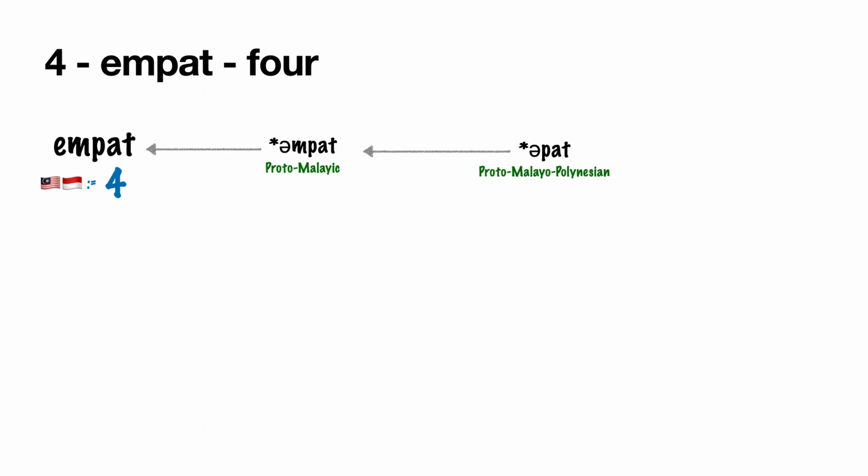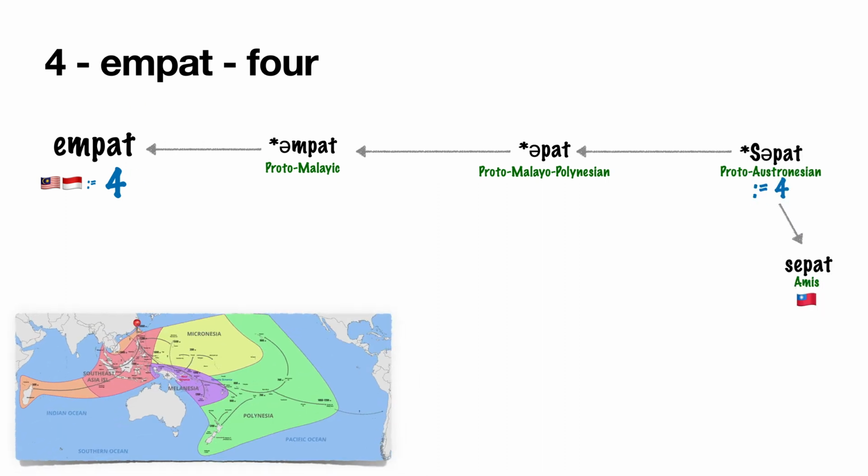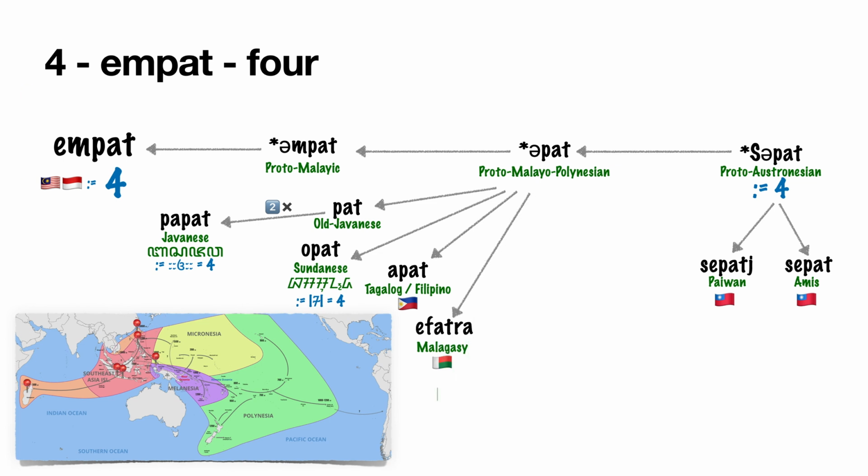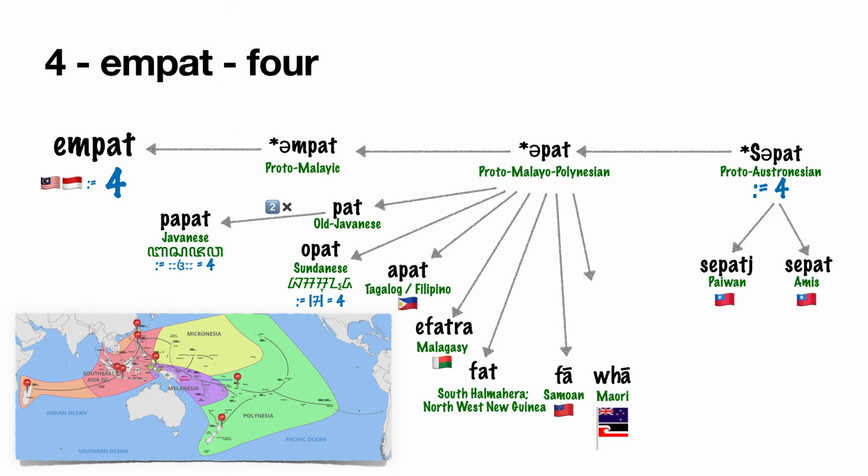4. The Indonesian word empat is very Austronesian. It comes from the Proto-Malayic word empat, from the Proto-Malayo-Polynesian word epat, from the Proto-Austronesian word sepat. It is related to the Amis word sepat, the Paiwan word sepat, the Javanese word papat as the reduplicated form of pat, the Sundanese word opat, the Tagalog Filipino word apat, the Malagasy word efatra, the South Halmahera and North West New Guinea word fat, the Samoan word fa, the Maori word whā, the Hawaiian word ha or the Rapa Nui word ha.